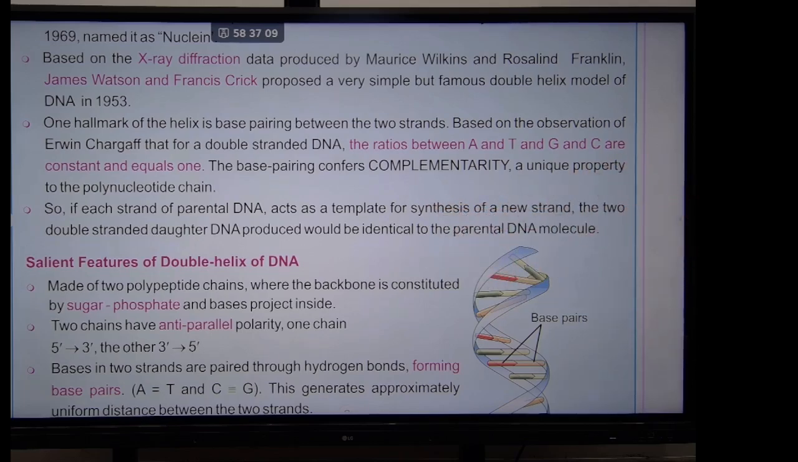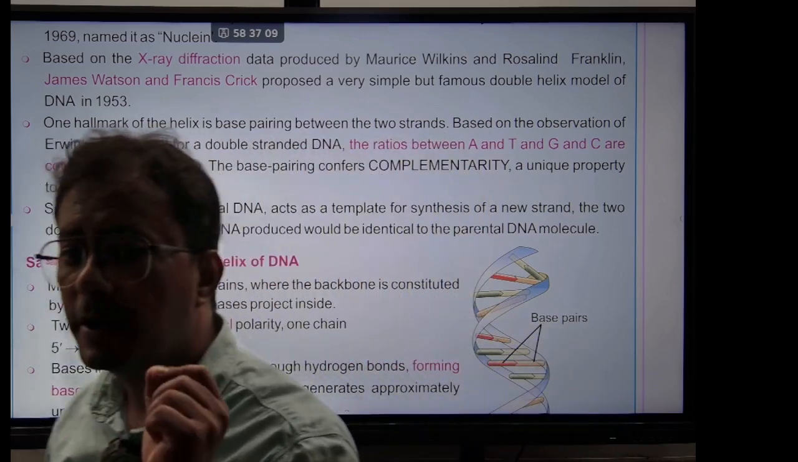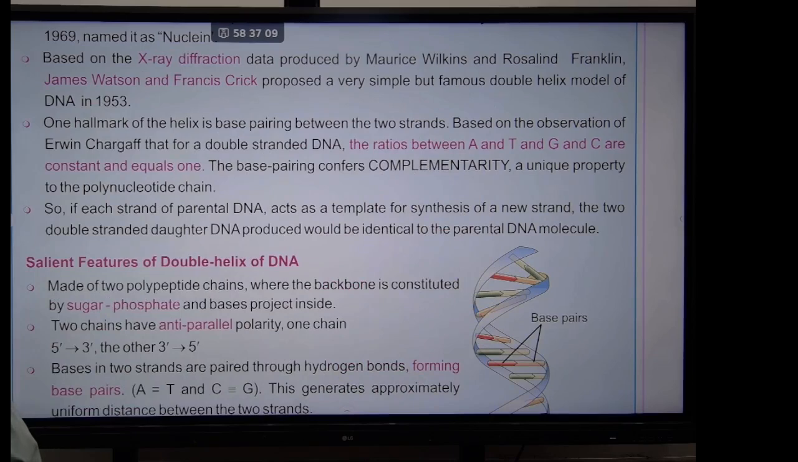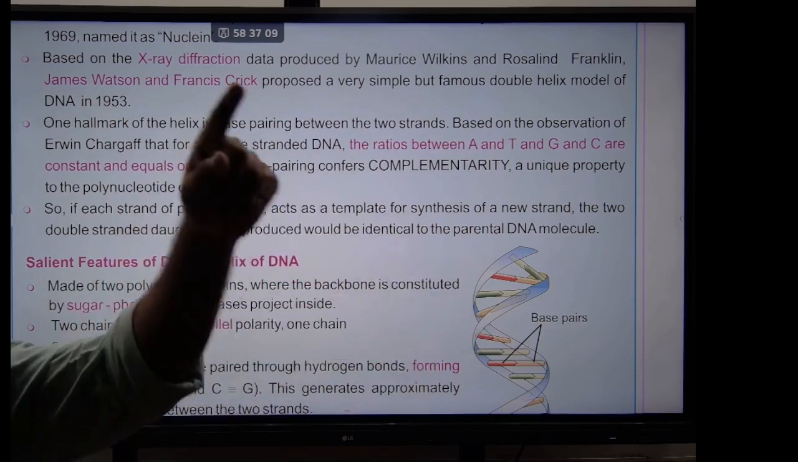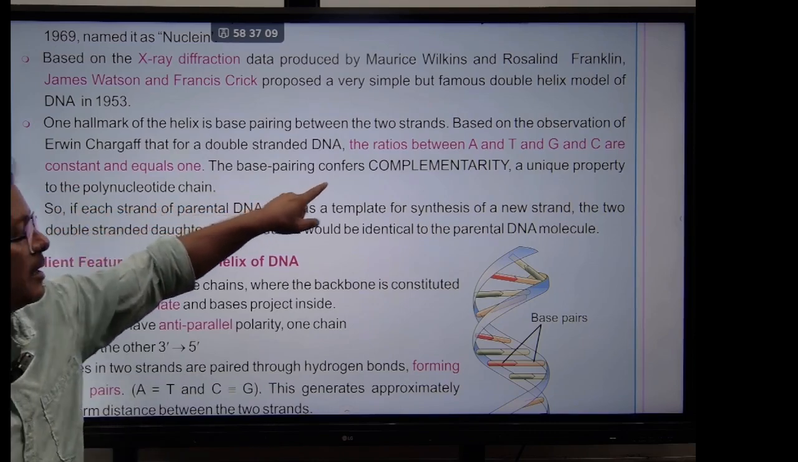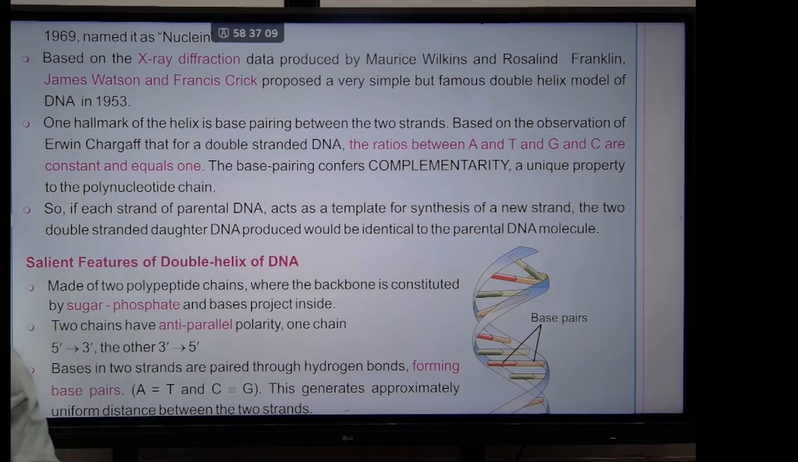You see, guys, simple. There's one more scientist called Erwin Chargaff. He gave the rules of base pairing. He said that adenine base pairs with thymine, guanine base pairs with cytosine. And he also said that the number of purines in a DNA molecule equals the number of pyrimidines. If adenine is there, there will always be thymine. If guanine is there, then there will be cytosine on the other strand, correct? And this base pairing is always complementary, a unique property of the polynucleotide chain.